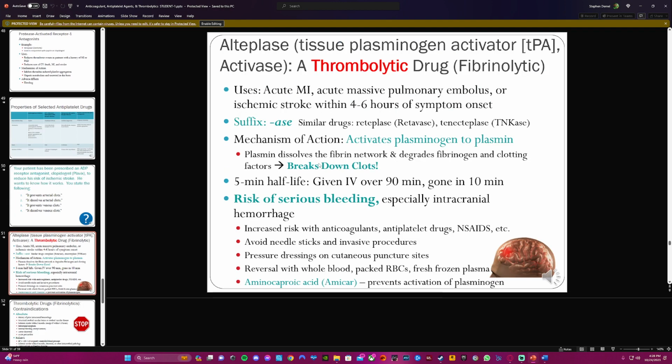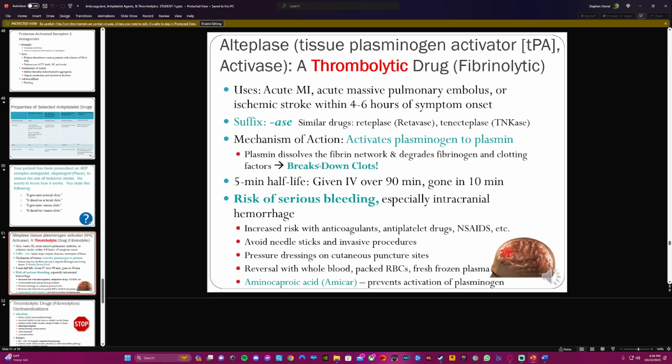Alteplase, or tissue plasminogen activator, TPA, Activase, is a thrombolytic drug, a fibrinolytic. The uses are for acute MI, acute massive pulmonary embolism, or ischemic stroke within 4 to 6 hours of symptom onset. Suffix is ASE, similar to drugs reteplase or tenecteplase.